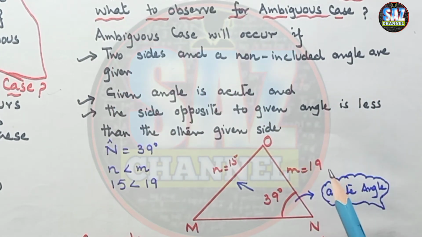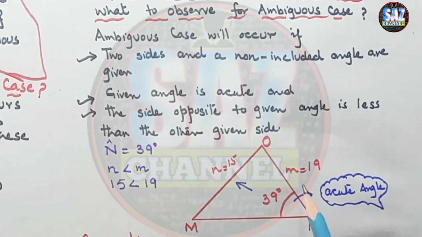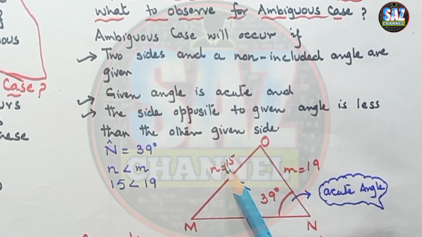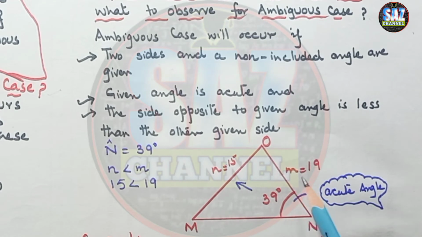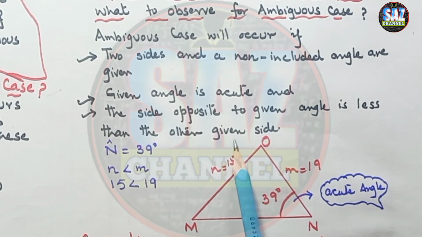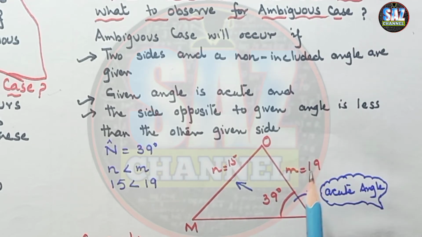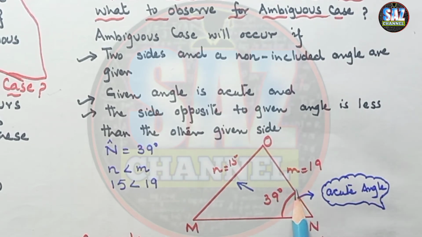If we look at this situation, we can see that we are given two sides and a non-included angle. We are given these two sides, but the angle is not the angle which is included between these two sides. Secondly, the given angle is acute. This angle is acute, and the side which is in front of this acute angle is less than the other given side. So this will be the ambiguous case.